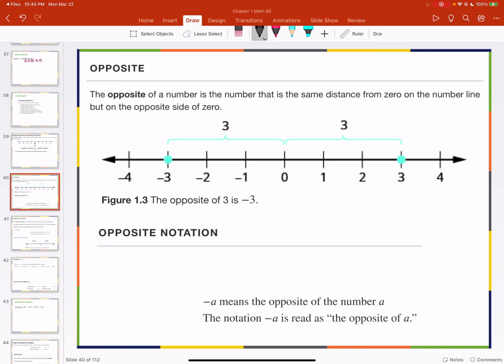Let's also define the term opposite, okay? The opposite of a number is a number that's the same distance from 0. We know that the opposite of 3 would be -3. The opposite of -5 is +5, yeah?